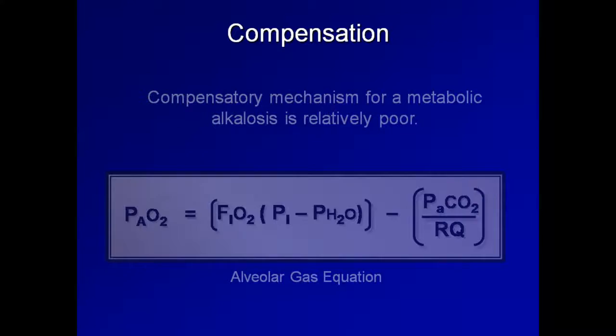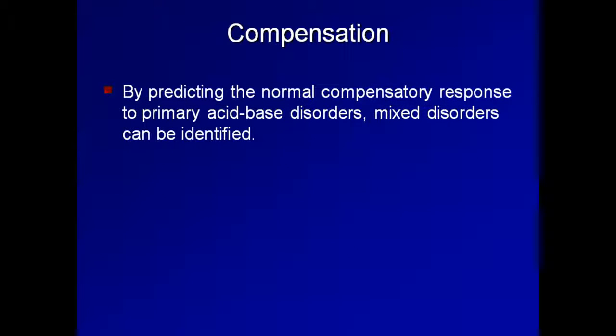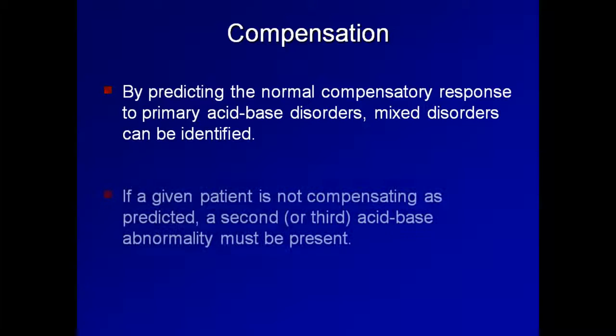So now how can we use compensation to identify mixed acid-base disorders? By predicting the normal compensatory response to primary acid-base disorders, mixed disorders can be identified. Specifically, if a given patient is not compensating as predicted, a second or even third acid-base abnormality must be present.